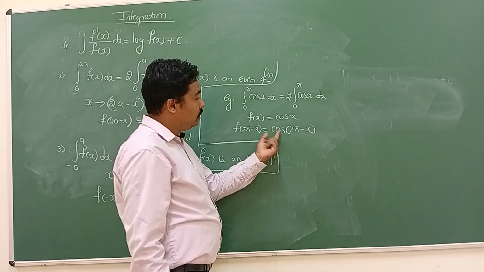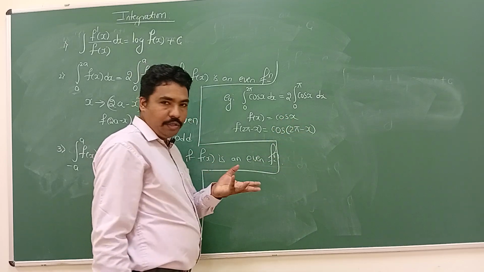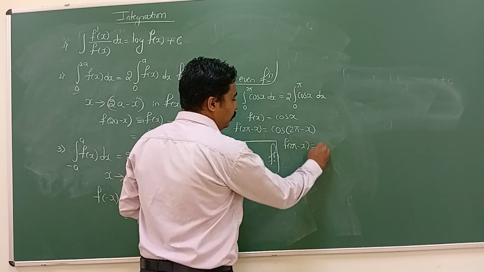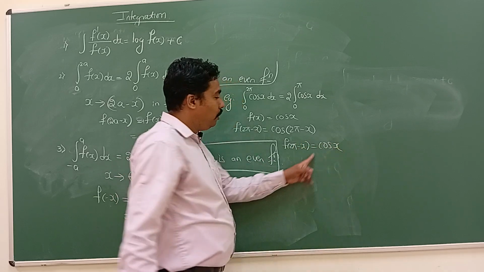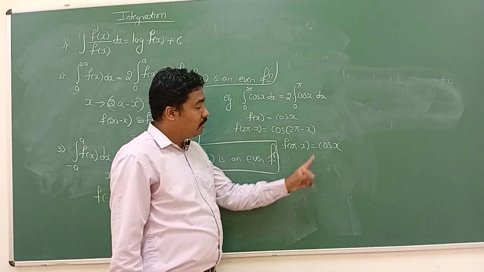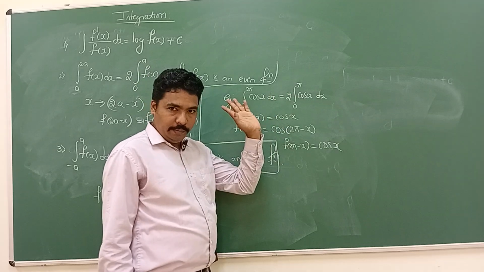In the fourth quadrant, cos will be positive. And for 360 plus or minus, cos will not change. Therefore, f of 2 pi minus x value is what? Cos x itself. Positive cos x itself. After replacing x by 2 pi minus x, I am getting positive cos x. Therefore, it is an even function.